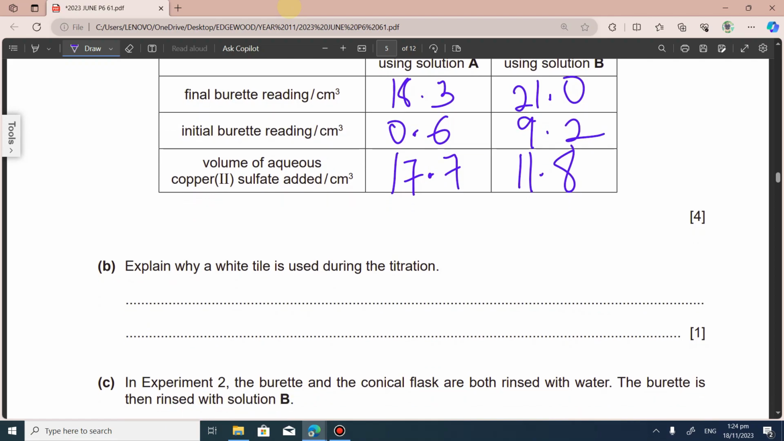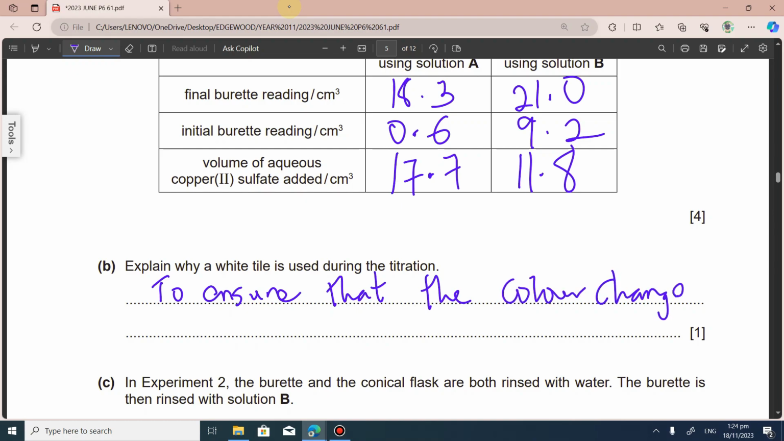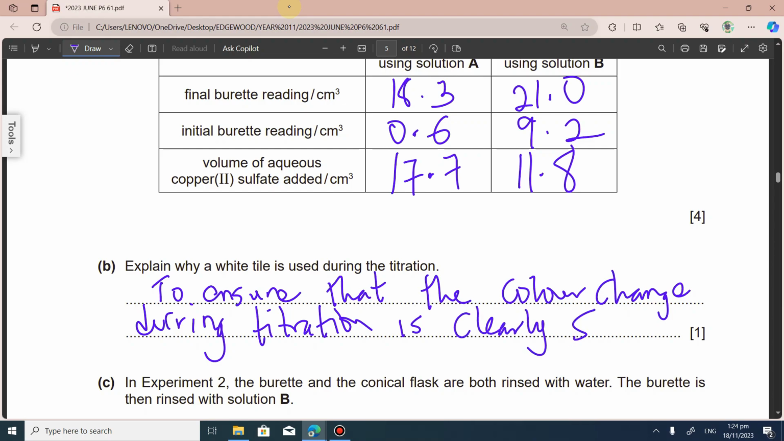Explain why the white tile is used during the titration. A white tile is used during titration to ensure that the color change is clearly seen, or observed. So that's why a white tile is used.